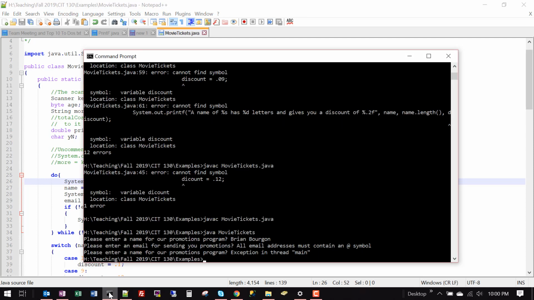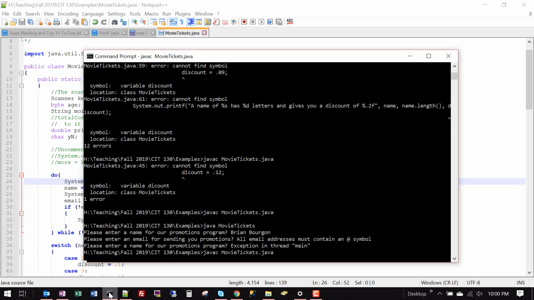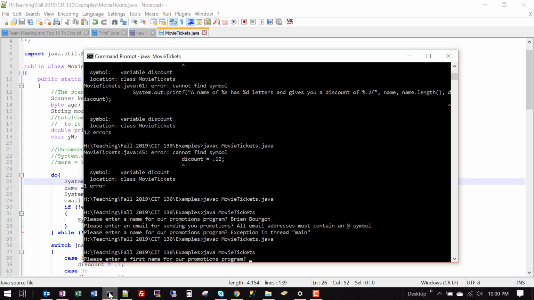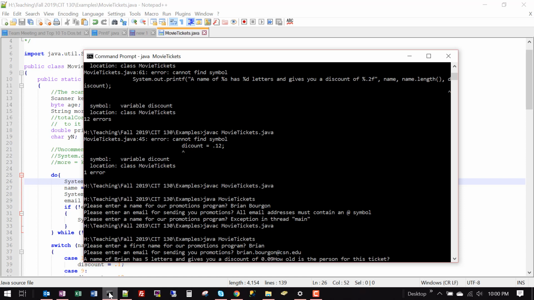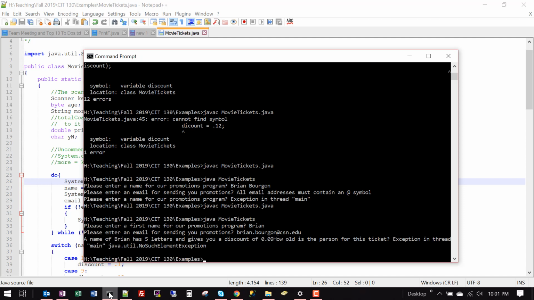Ctrl+C will always cancel the program so I don't have to fill in more stuff. Let's rerun it. Enter your first name, Brian. Brian.Morgan@csn.edu. A name of Brian has 5 letters and gives you a discount of 0.9. And then it says, how old is the person for this ticket? Ooh, that looks terrible. That looks ugly. So let's cancel it and look at what might cause that.